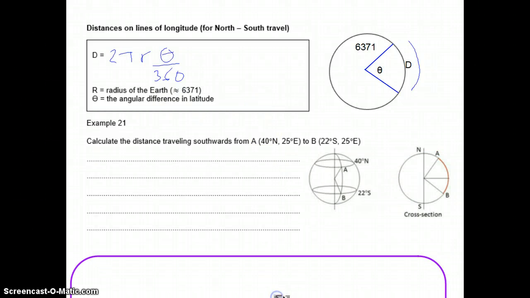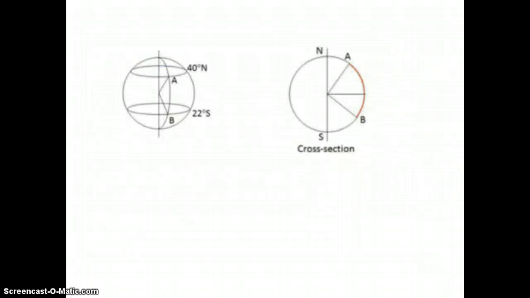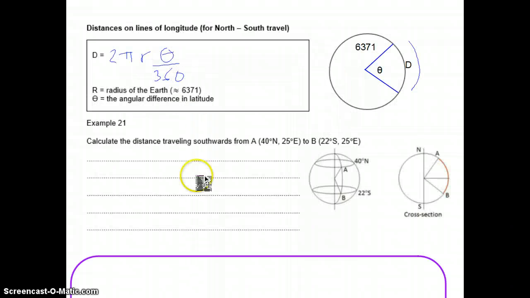Now you can see here the original question: calculate the difference travelling southwards from A, 40 north, 25 east, to B, 22 south, 25 east. So this is a diagram that we were looking at before that represents this problem: 40 north, 22 south, and they both happen to be, now this is important, 25 degrees east. That means that they are the same measure east or west, which means that they're on the same meridian of longitude. So we can travel due north or due south between them.